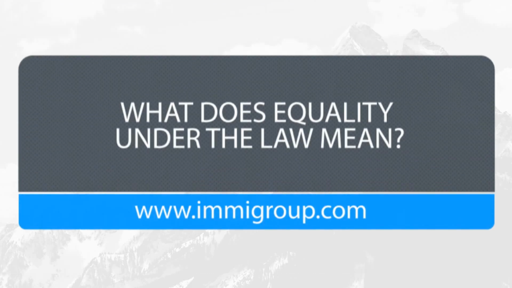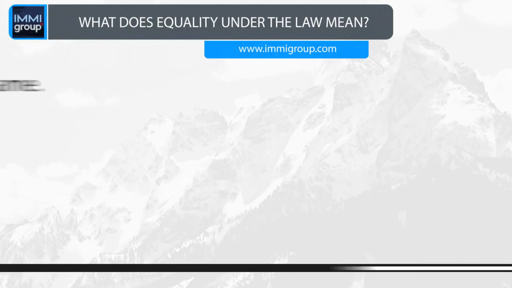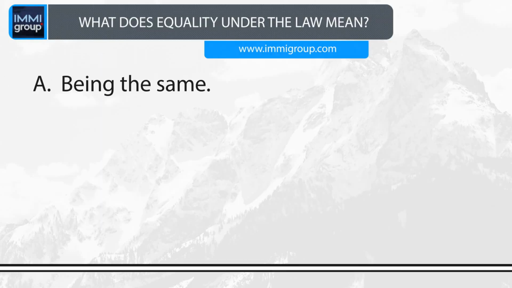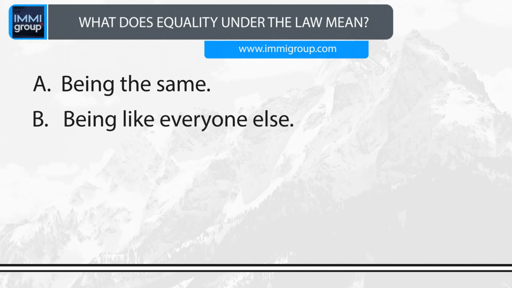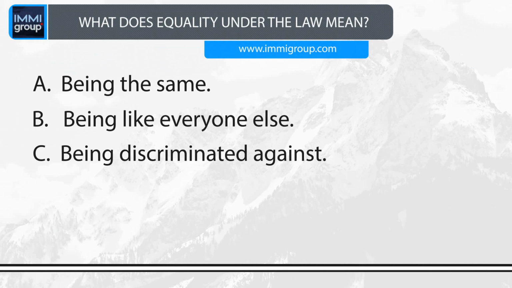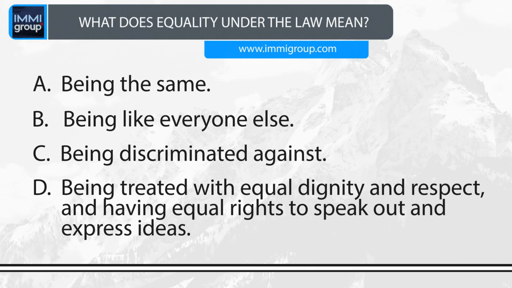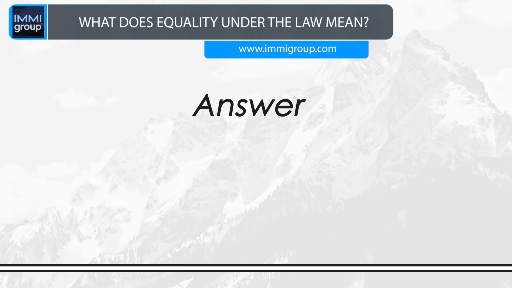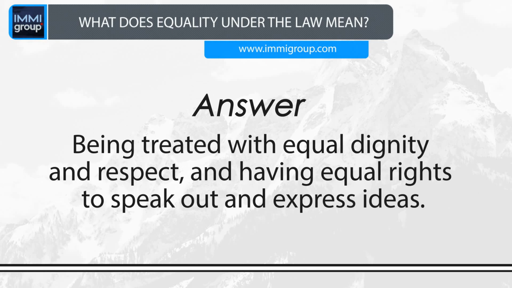What does equality under the law mean? A. Being the same. B. Being like everyone else. C. Being discriminated against. D. Being treated with equal dignity and respect and having equal rights to speak out and express ideas. Answer: Being treated with equal dignity and respect and having equal rights to speak out and express ideas.